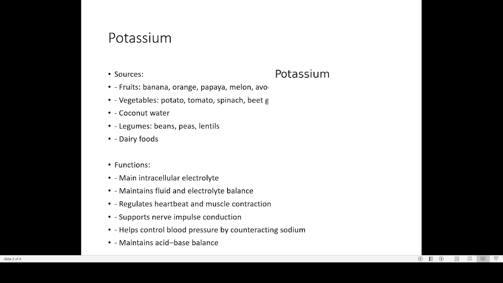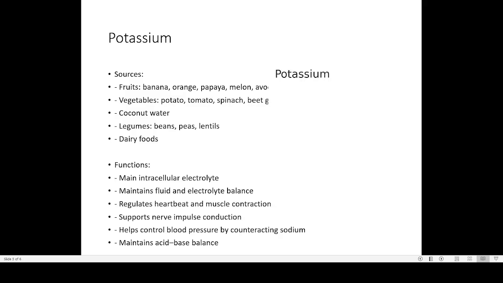So that will be helping to replenish the lost amount of potassium and other minerals which have been lost from your body. For example, during diarrhea or during vomiting, a lot of water will be lost from your body. Along with the water, it means loss of minerals also. So drinking coconut water is actually replenishing your lost minerals quickly. Then legumes like beans, lentils, etc., and milk products, dairy products are also rich in potassium.